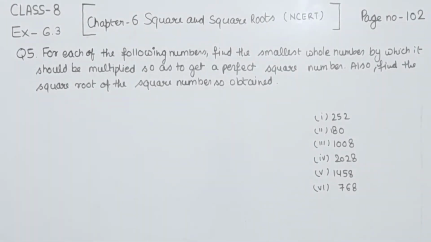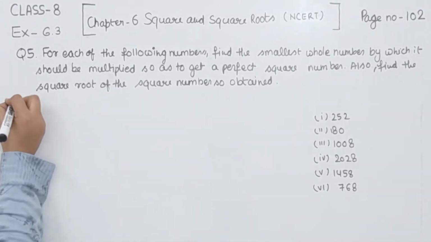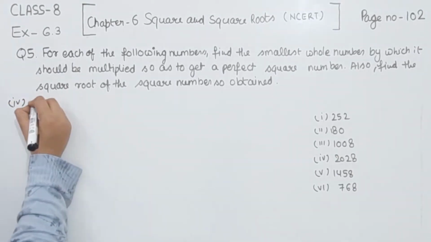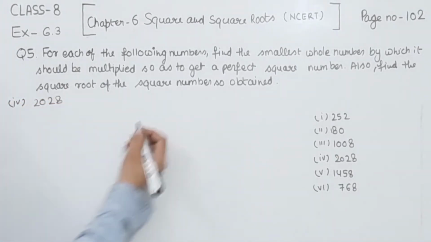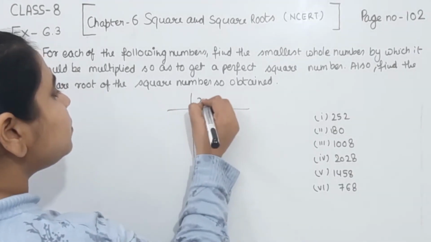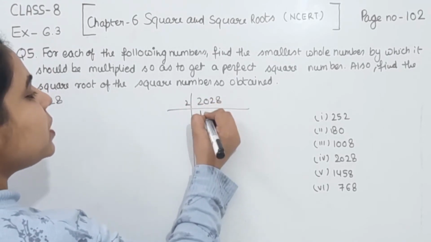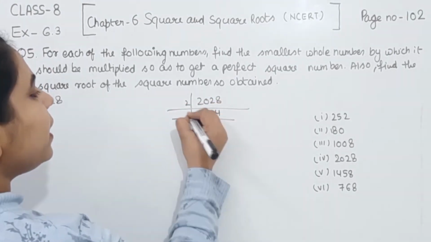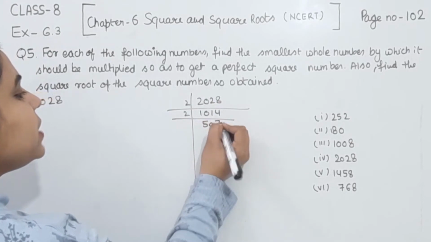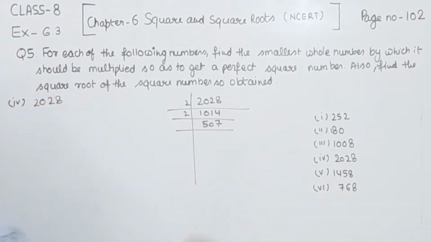Now comes to the part 4. The number we are having is 2028. We are going to find the factors of 2028. 2 ones are 2, 0, 2 ones are 2, 2 fours are 8, 2 fives are 10, 0, 2 sevens are 14. Now we are having 507, the number.